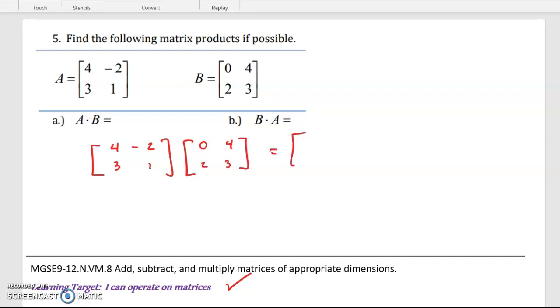Okay, so I'm going to show my work, right? You'll be able to use their calculator, but you will have to show work. We'll talk more about that in class. All right, so we're going to multiply our first row by our first column. So we're going to multiply across and down.